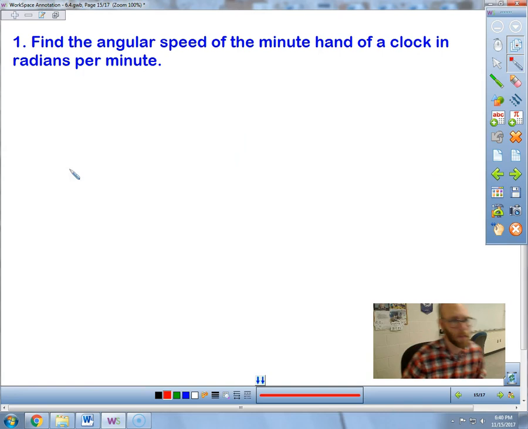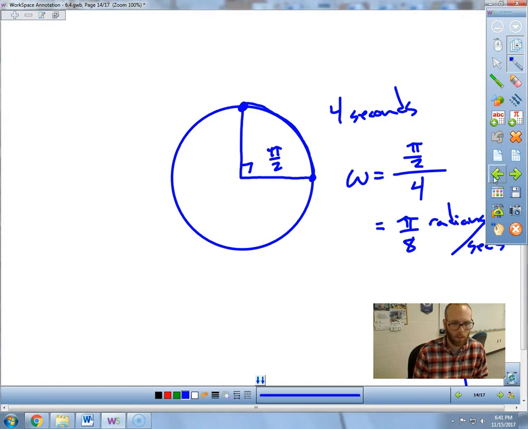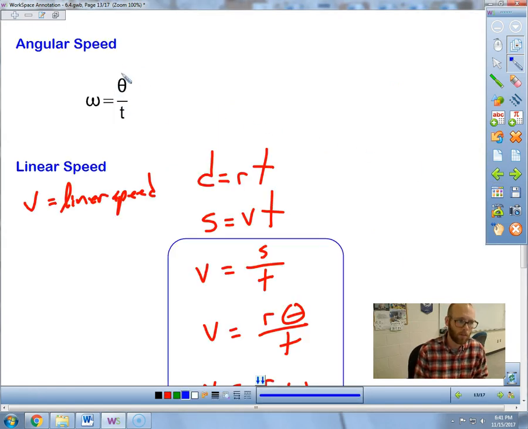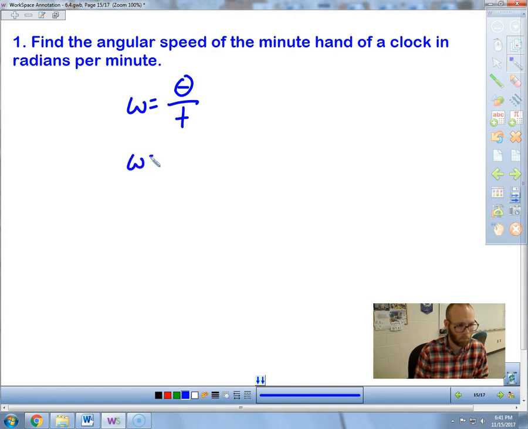So, find the angular speed of the minute hand of a clock in radians per minute. All right, we're talking angular speed. This is our omega. Let's see, how does that go again? Omega is equal to the angle of rotation divided by the time. So, we're talking about the minute hand of a clock. Well, I want to figure out that in radians per minute. Well, what do we know about the minute hand of a clock? Do we know an angle and a time that corresponds with that minute hand of the clock?